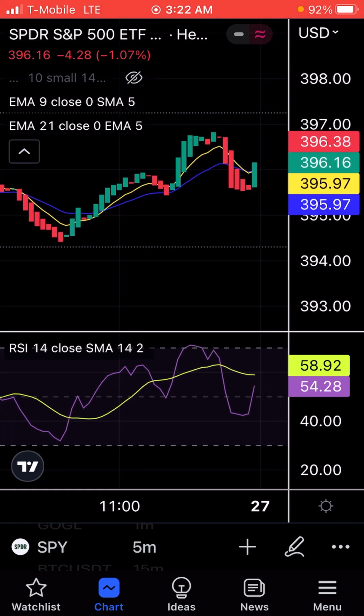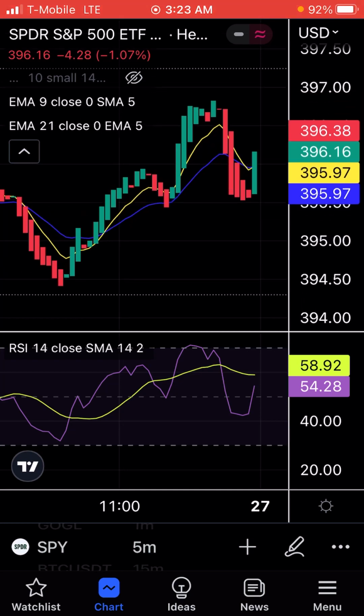Basically, when the 9 and the 21 cross, that's when you come in. So you can follow the 9 and 21 as long as it doesn't cross again. You can stay in that position. So we can get a couple scenarios here.